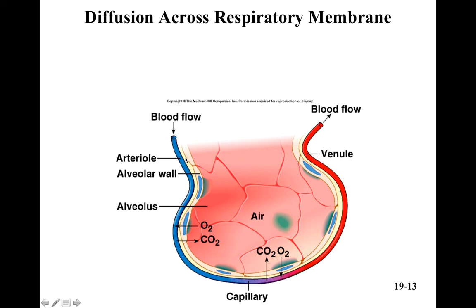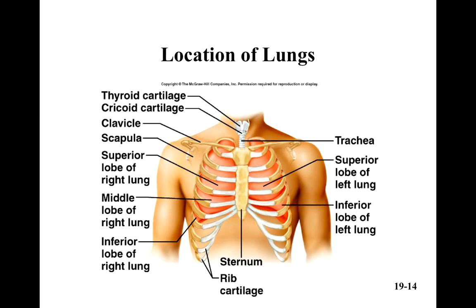Okay, diffusion across the respiratory membrane. The alveolus is simple squamous, so it's single-celled, and the capillary is also simple squamous, so it's single-celled. So oxygen and carbon dioxide can easily diffuse from the alveolus into the capillary, or the capillary into the alveolus. And that happens just with simple diffusion. Well, kind of. All right, stop here for part 1.